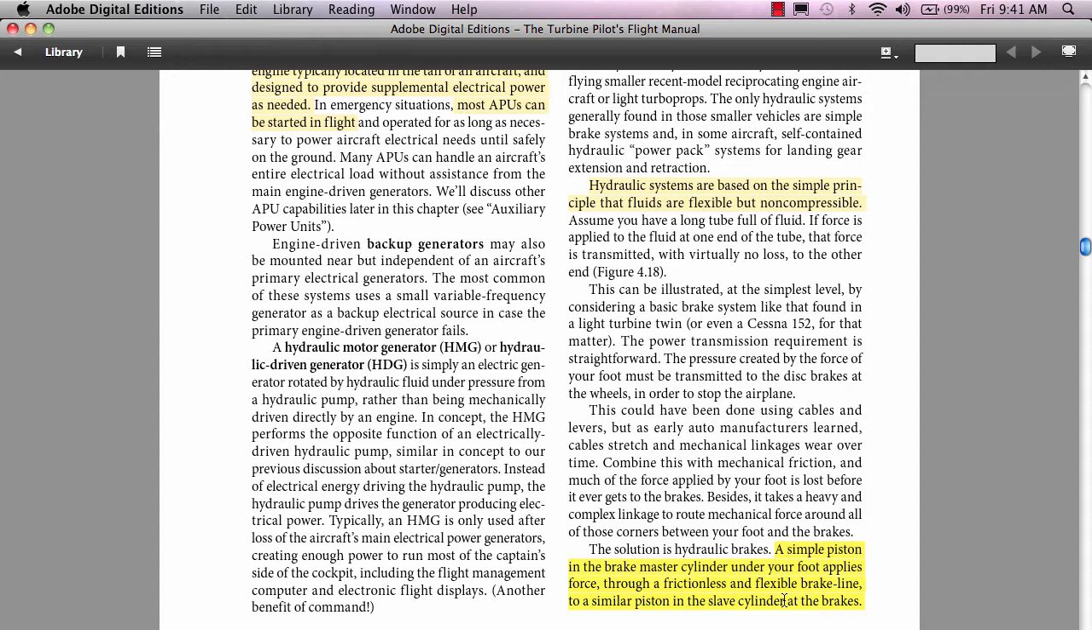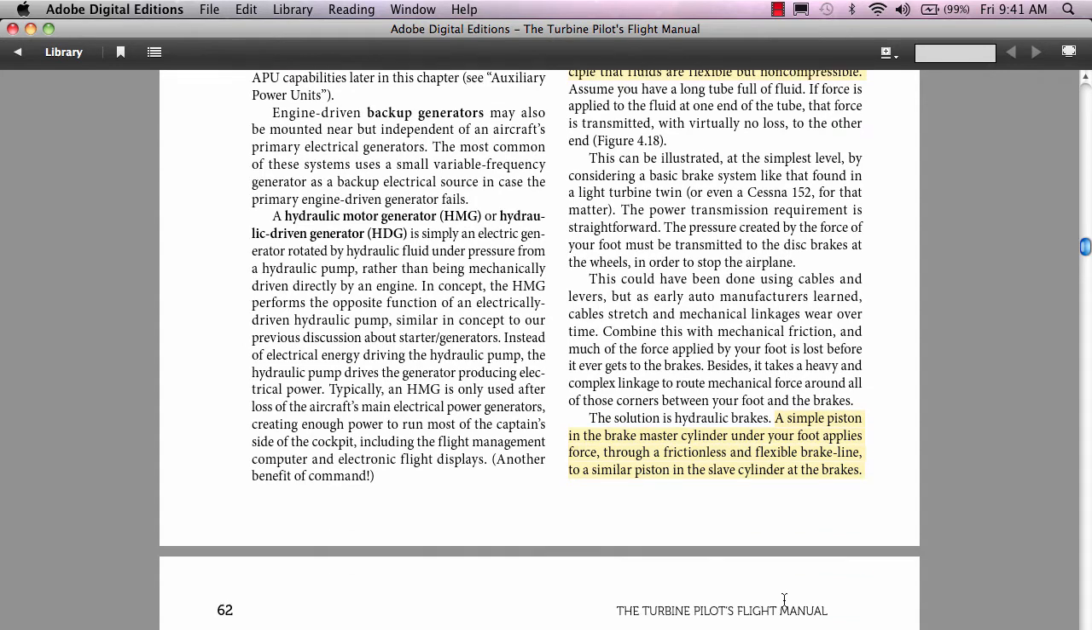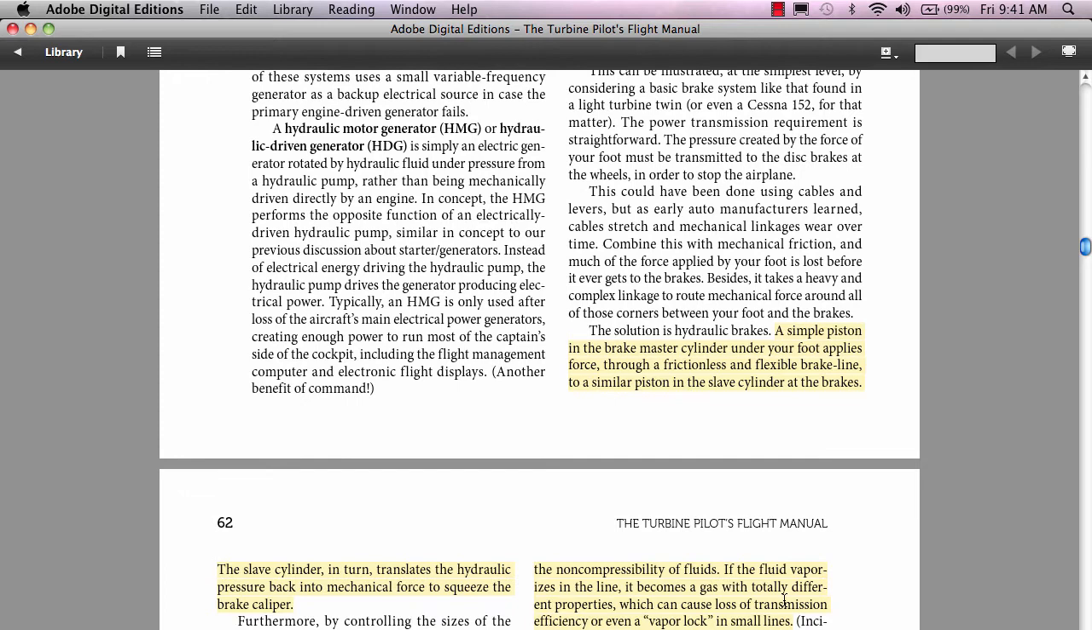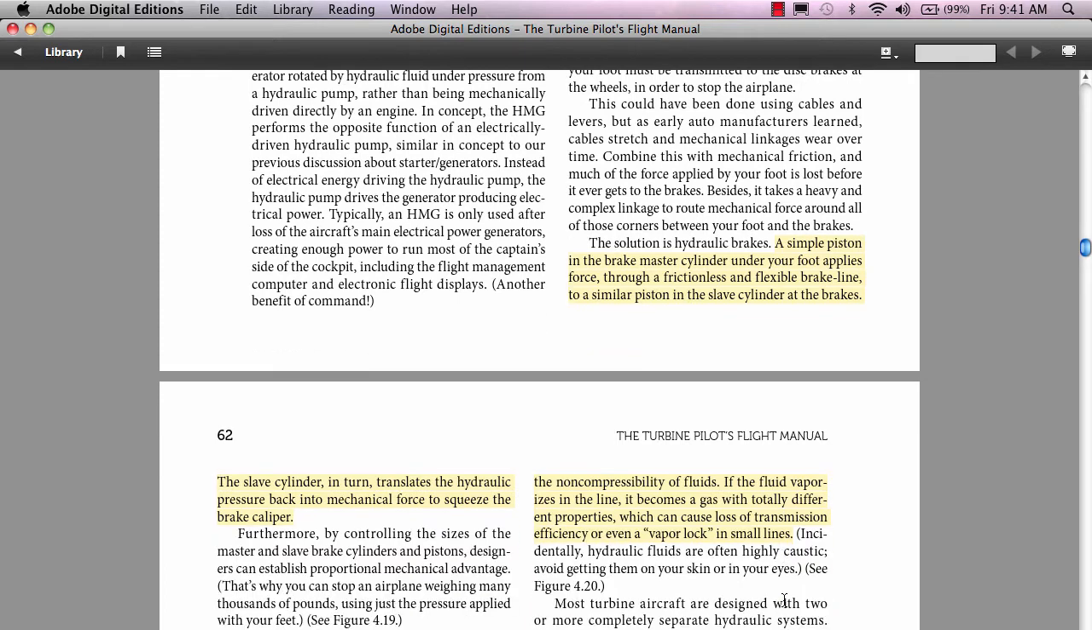So let's go to page 62. You'll have to put up with me. This page advance is kind of slow and cumbersome.